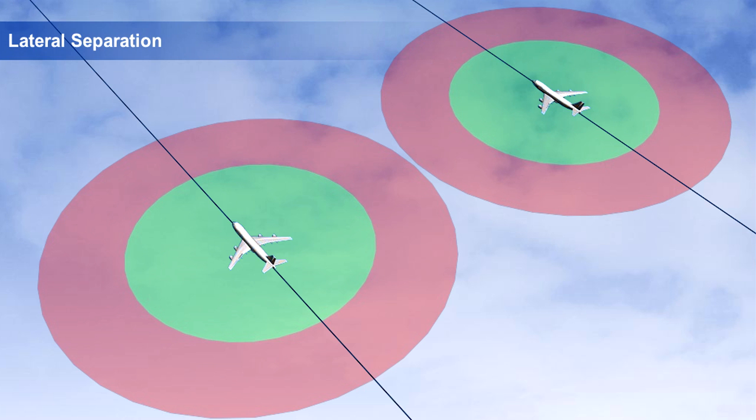Lateral separation of aircraft is obtained by requiring aircraft to operate on different routes or in different geographical locations. This can be determined by direct visual observation, by the use of radio navigation aids, or by the use of area navigation equipment, abbreviated to RNAV.